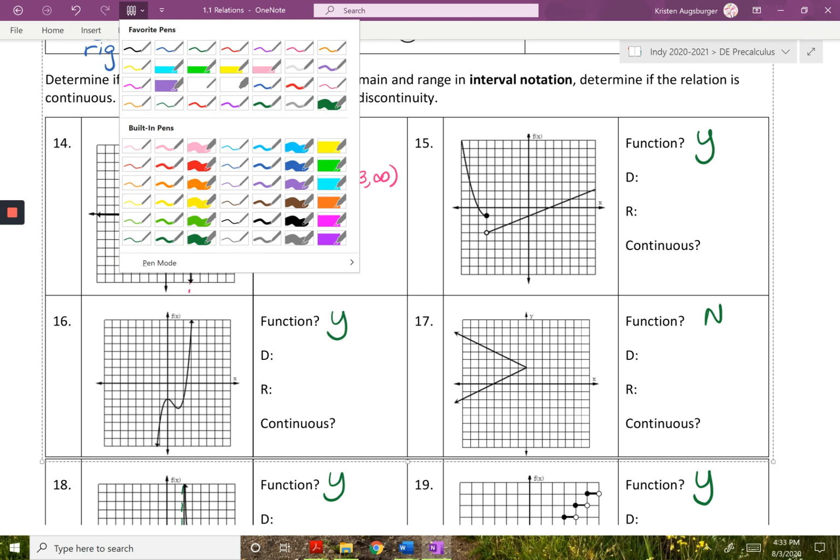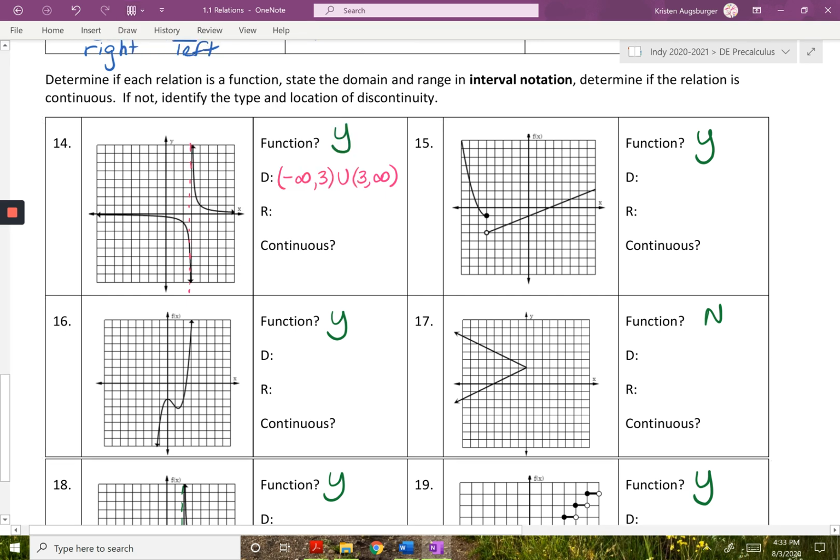When we talk about range, we have a problem here. So my range starts all at the bottom, so it starts all the way at negative infinity, up, we have our endpoint right here.